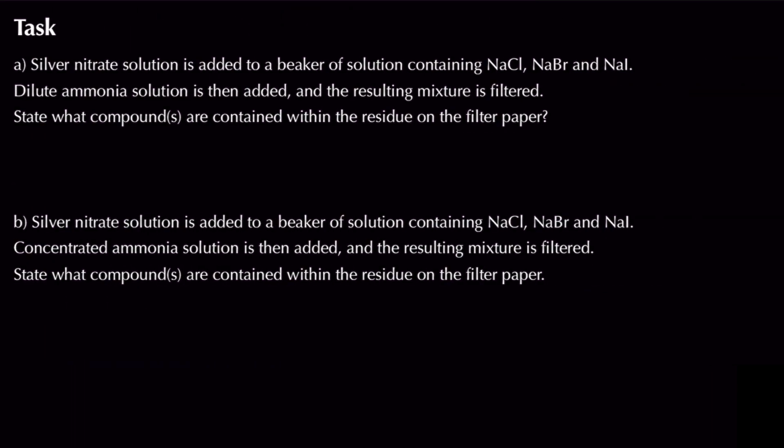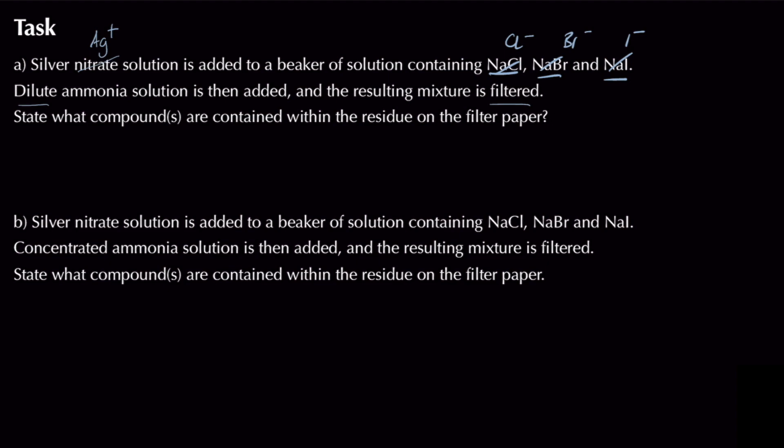So moving on then, I've got tasks for you to do. Feel free to pause the video, have a go at the following question, and resume once you're ready to move on. So in this question, we're told silver nitrate solution is added to a beaker of solution containing sodium chloride, sodium bromide, and sodium iodide. So basically what I'm dealing with is chloride, bromide, and iodide ions. Got rid of my spectator ion. We're told after our silver nitrate is added, which contains our silver ions, because we're not interested in nitrate, we add dilute ammonia solution, and then the resulting mixture is filtered.